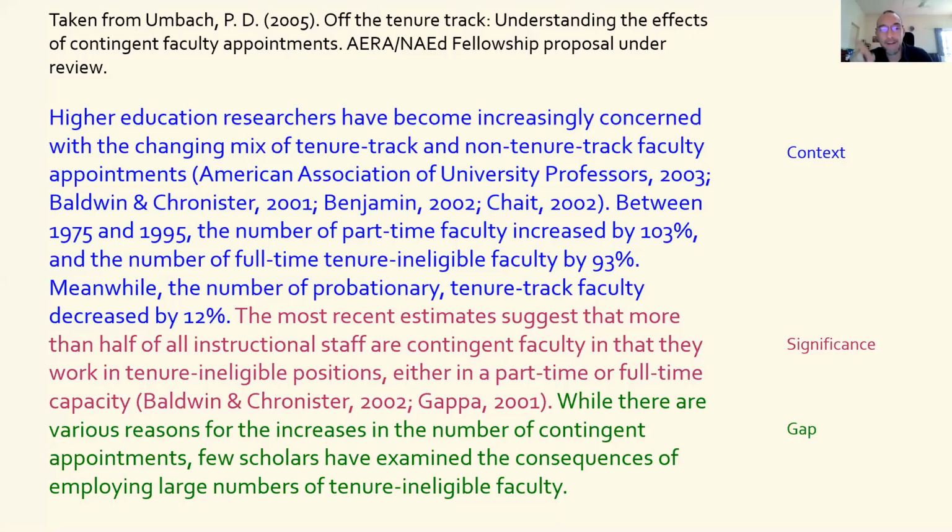So what they're saying here is that while there are various reasons for the increases in the number of contingent appointments, it may be budgets, it may be government funding cuts, it may be changes in policies at individual universities, it may be the decrease in student enrollment. There may be so many reasons. This researcher, however, has chosen to examine the consequences of employing large numbers of tenure ineligible faculty. In other words, they've decided to look at it from this perspective only, okay?